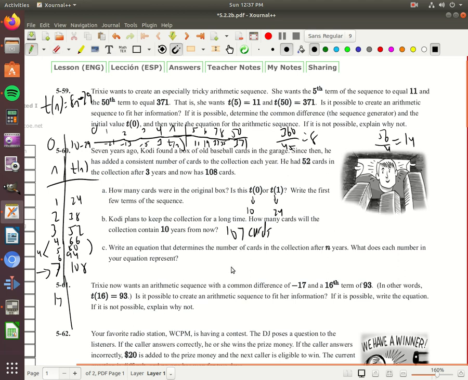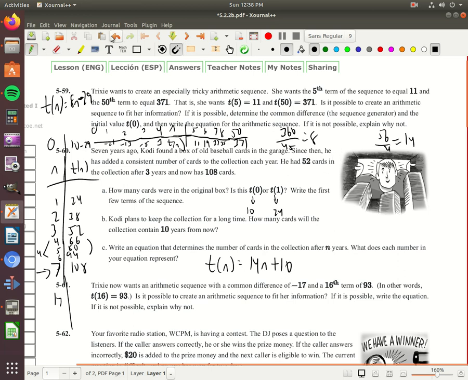Write an equation that determines the number of cards in the collection after n years. We already did. What does each number represent? Oh wait, that's for the old equation. Oh no. Is this wrong? Actually, let me go here and say this is probably wrong. The equation that we want to use is going to be 14n plus 10. That's going to be the equation that we want to use.